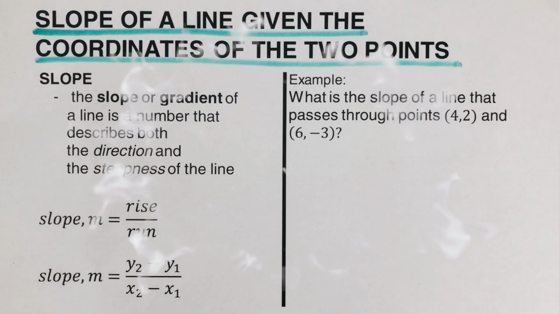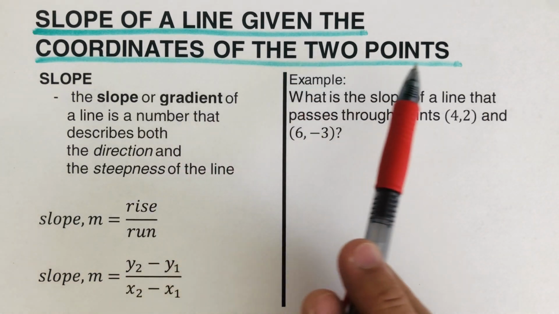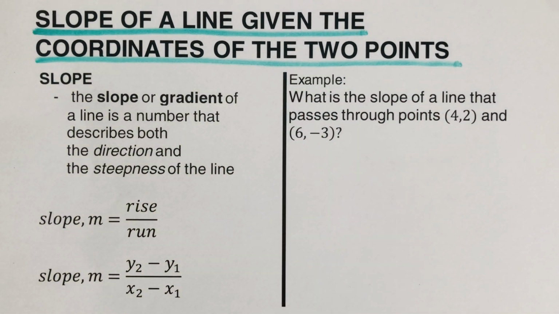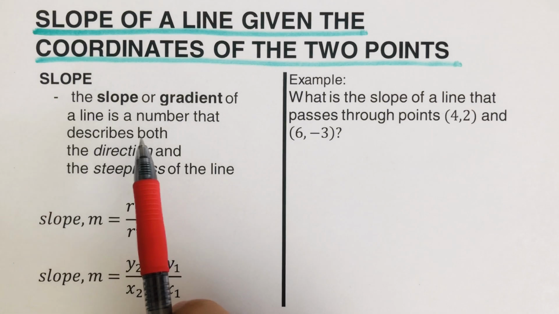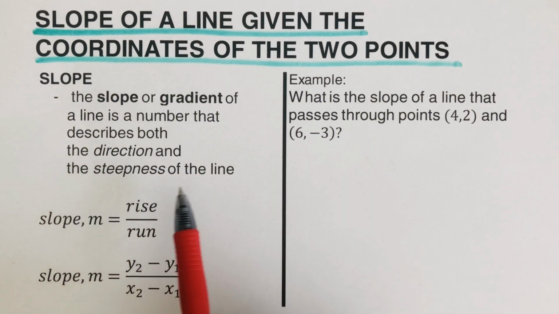Hello everyone, in this video we are going to determine the slope of a line given the coordinates of 2 points. The other word for slope is gradient. The slope or gradient of a line is a number that describes both the direction and the steepness of the line. There is another video that talks about how to find the slope when we are given a graph. I will put the link of that video in the description box below.